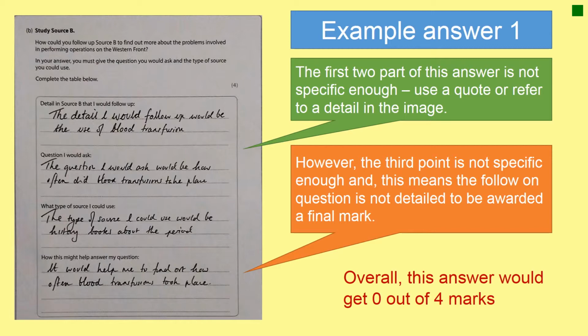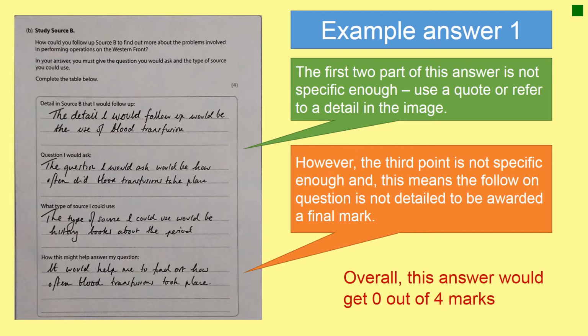So here, I've got an answer, and it looks okay, but it would get 0. If we have a look, the detailed follow-up would be the use of blood transfusion. The question I would ask would be, how often did blood transfusions take place? The type of source I could use would be history books about the period. And finally, it would help me to find out how often blood transfusions took place.